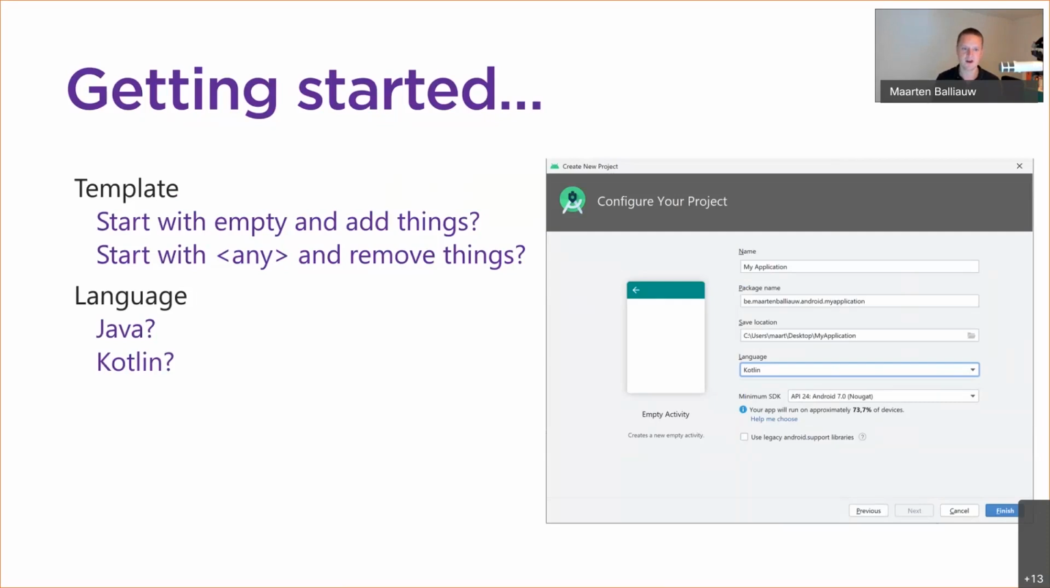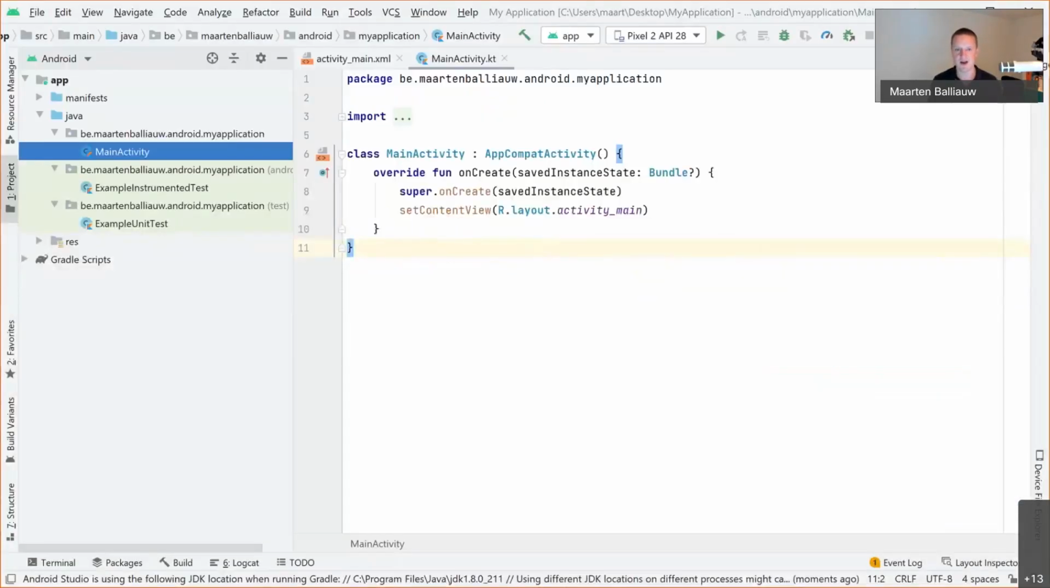So I went with Kotlin, went with some very basic application. And after I finished this wizard, I got this application. Now what? Where do you start? I had no idea about mobile applications.